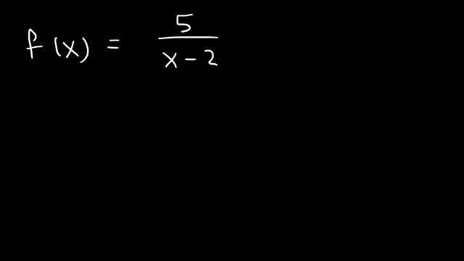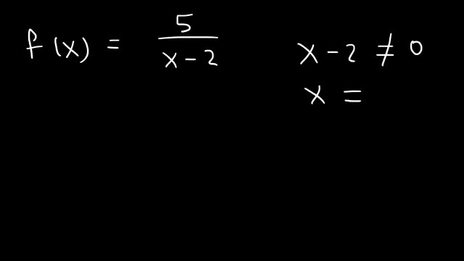Now what about if we have a rational function? Let's say if we have a fraction, like 5 divided by x minus 2. How can we find the range, not the range, but the domain of this function? In this function, x could be anything except a value that's going to produce a 0 in the denominator. So for instance, x minus 2 cannot equal 0.